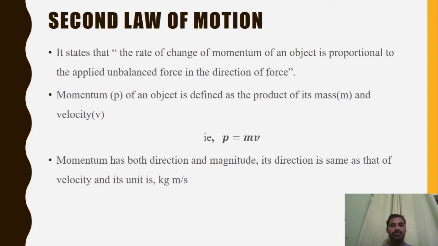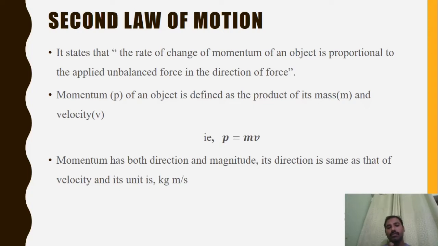Then we have to discuss what momentum is. Momentum of an object is defined as the product of mass and velocity. Momentum is denoted by the small letter p, that is, p is equal to m into v, where m is mass and v is velocity. So the second law of motion states that the rate of change of momentum of an object is proportional to the applied unbalanced force in the direction of motion.